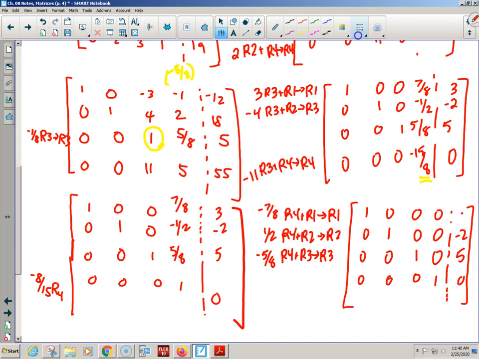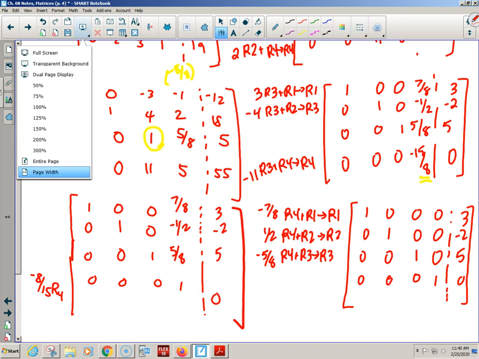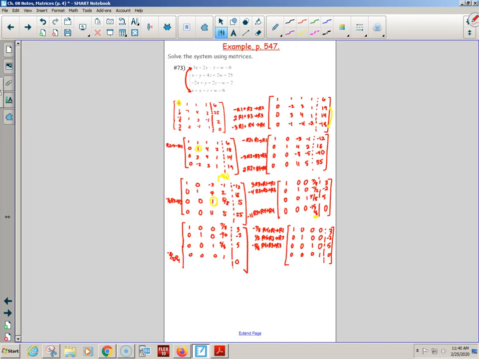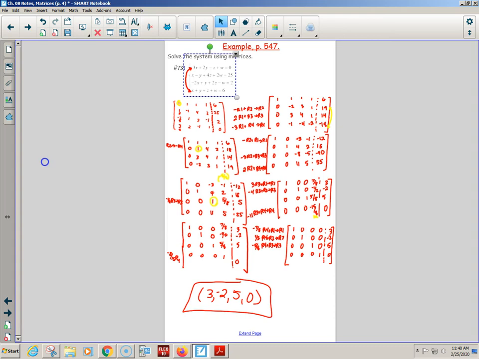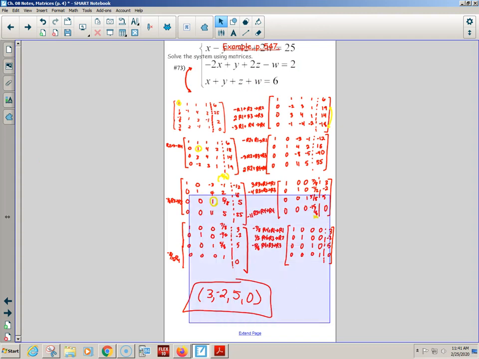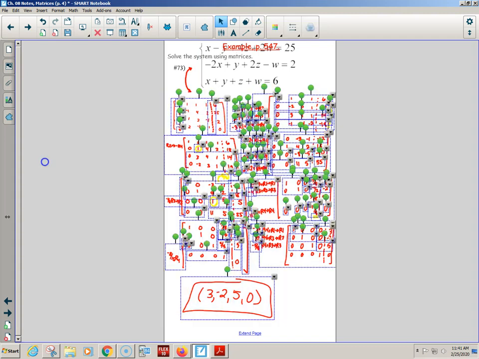Can you guys double check that my solution is right? Remind yourself how to do matrices. You're going to take linear algebra and calculate. I'm going to show you the original solution. It's 3, negative 2, 5, 0. See if I got it right. The original system was. I'm talking to you guys. I need you guys to see it. Just in the calculator. You don't have to do it by hand. Oh, okay.